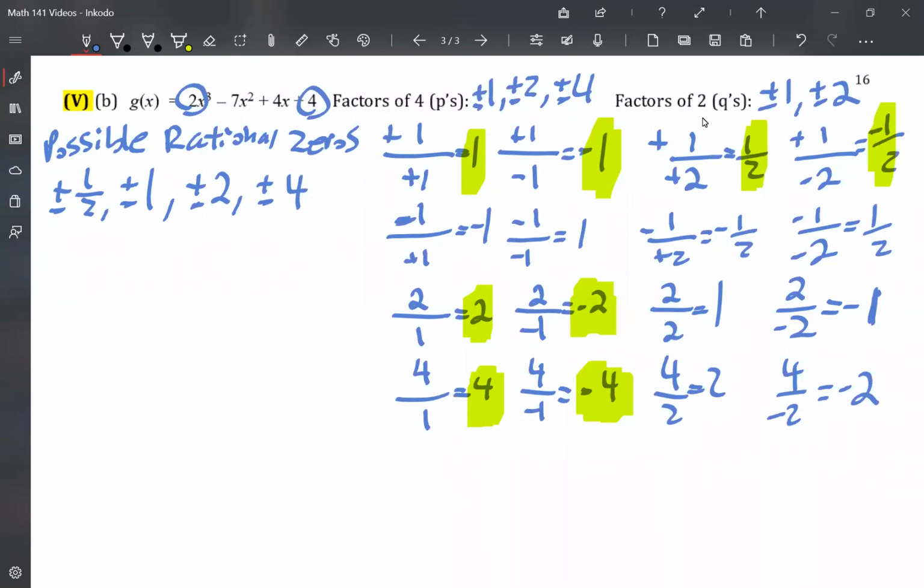And from here, we're going to start testing them out using synthetic division. We want to choose one and see if it has a remainder or not. If it has a remainder, then it must not be a 0 because it doesn't divide it evenly. If it doesn't have a remainder, we found ourselves a 0.